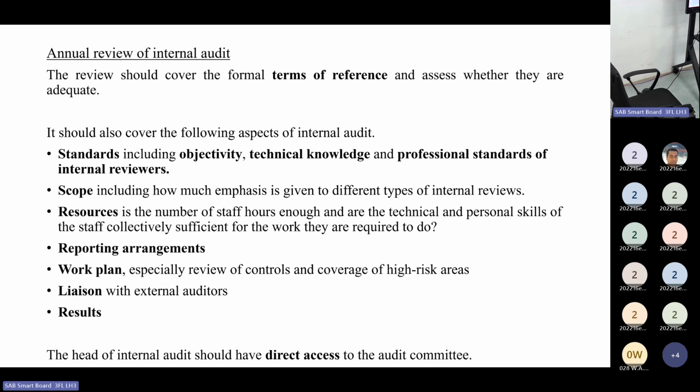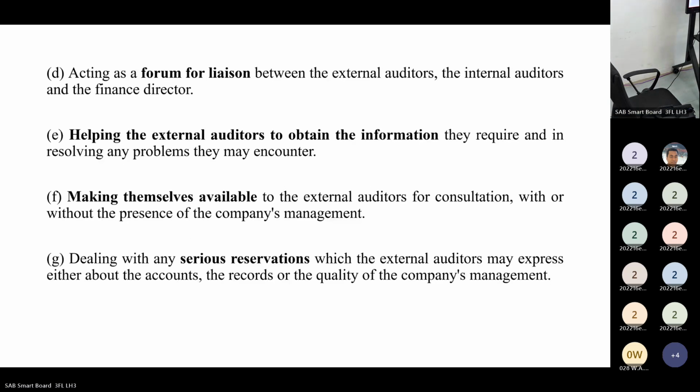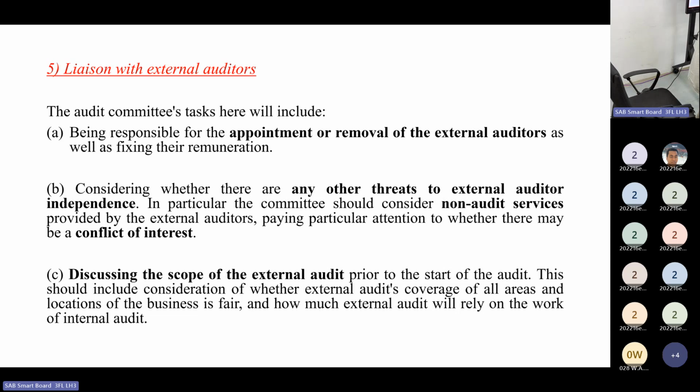Now we are coming to the last one. How the audit committee connects with the external auditors. So all together, how they connect with the external auditors. The audit committee's task here is, first one, the audit committee is the one who is responsible for appointment and removal of the external auditors. They are the ones who will decide, are we going to continue with them or are we going to go with somebody else?